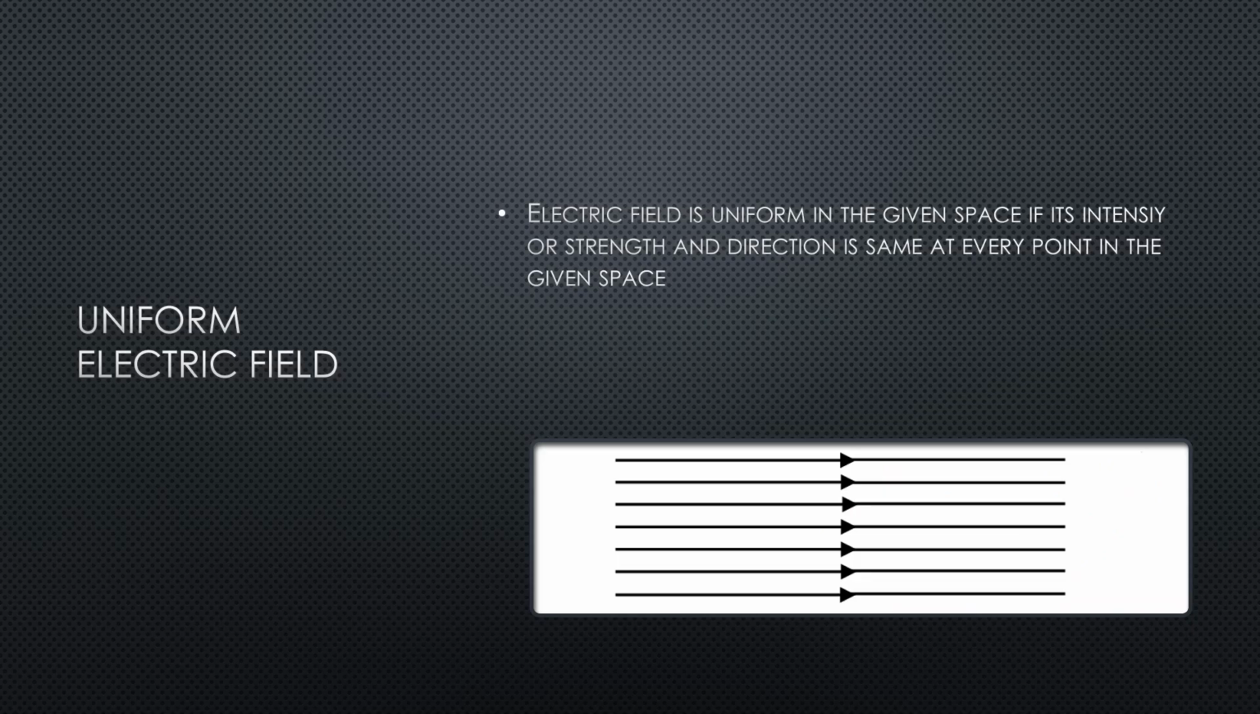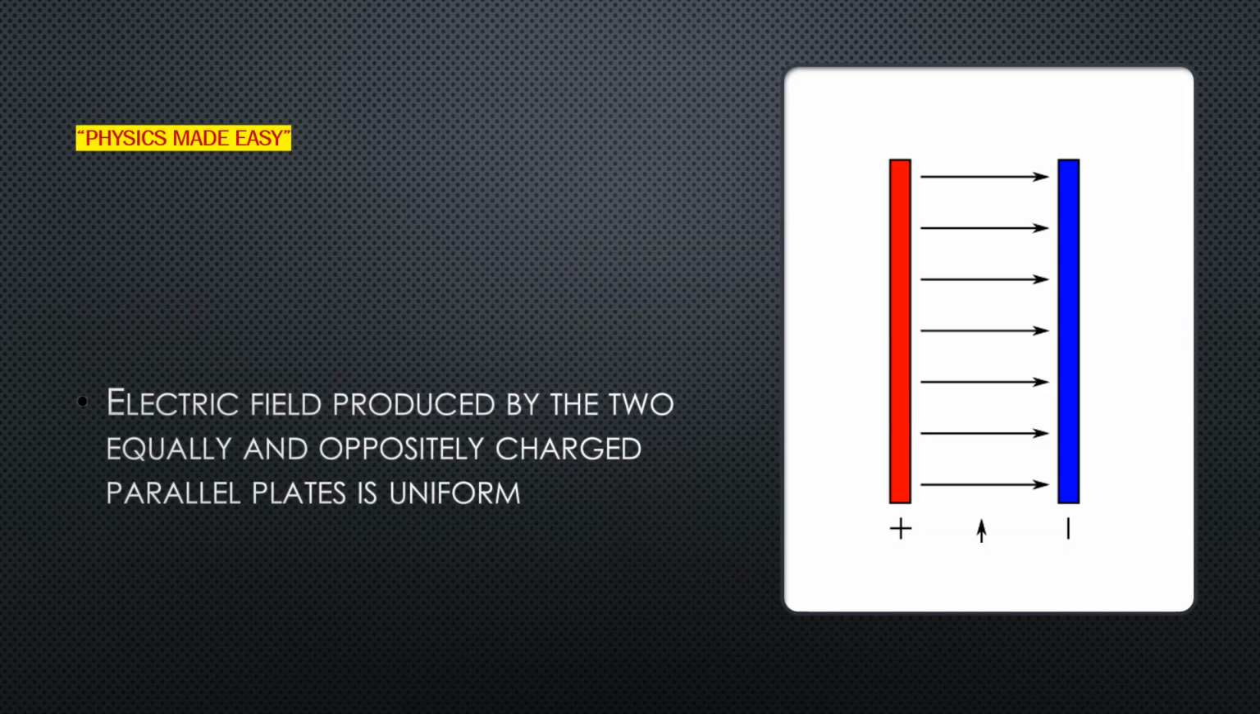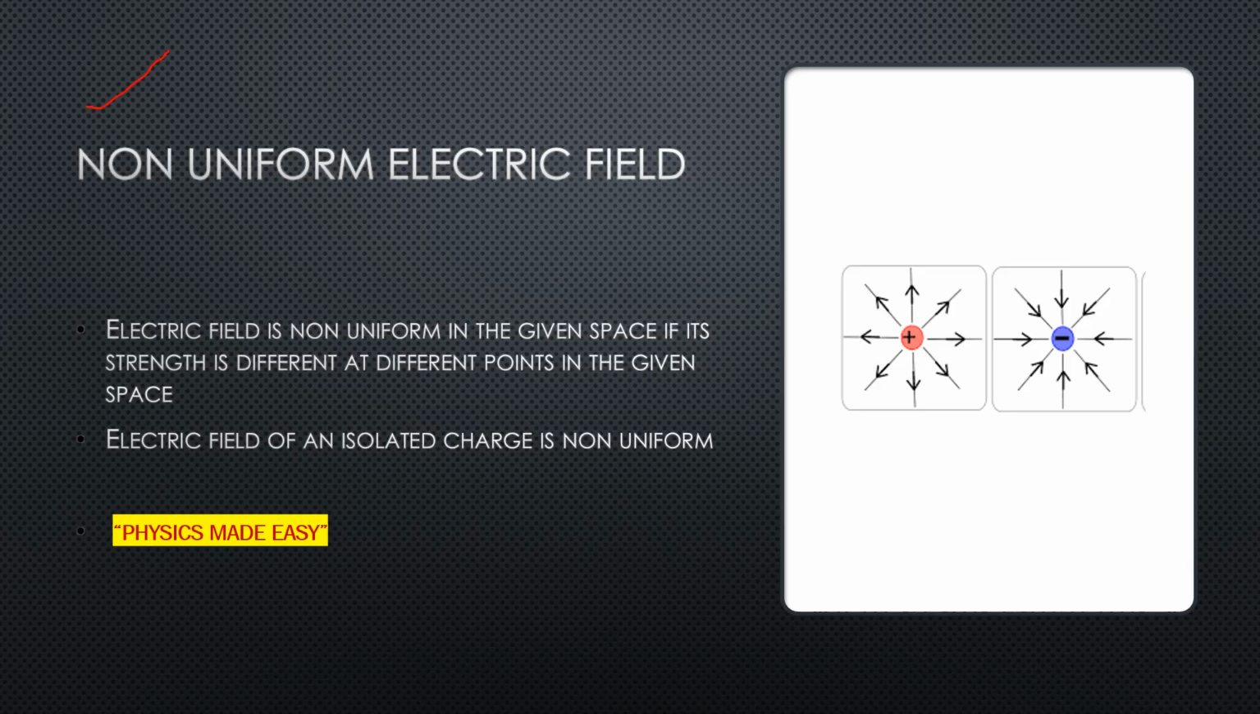So now, how to represent a uniform electric field with the help of electric field lines. You can see it very clearly from the figure that a uniform electric field is represented by straight, equally spaced parallel field lines. This figure represents the electric field produced by two equal and opposite charged parallel plates, and the electric field is taken to be uniform, and it starts from the positive plate and goes up to the negative plate. Now the next one is a non-uniform electric field.